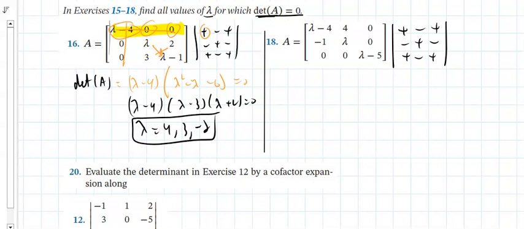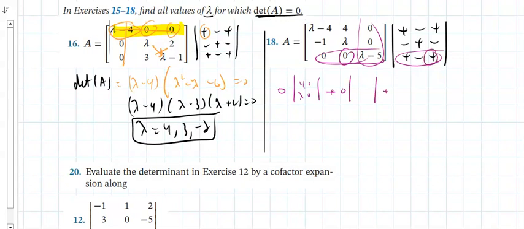Now, it would be very wise for me to pick that row or that column. It doesn't matter. If I decided to pick that column, well, 0 times anything is 0. So I could say 0 times 4, 0, lambda 0. That doesn't matter. Plus or minus 0 times anything is 0. The only piece that would be left would be positive lambda minus 5.